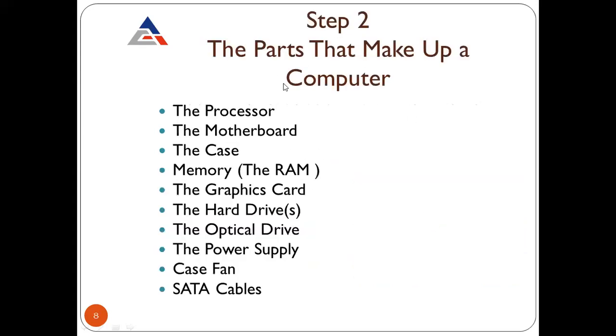Then, what are the various parts that make up the computer? We have the processor. Second is the motherboard. Third is the case, then memory, that is the RAM. We have a graphics card, hard drives, then an optical drive. We have a power supply, then a case fan, then SATA cables.